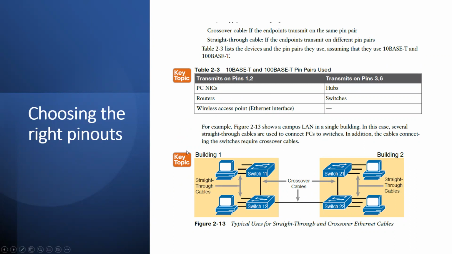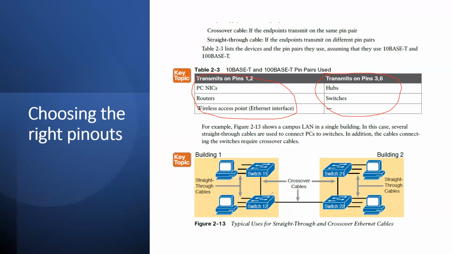Okay. And so with those cables, they have to plug into an RJ45 port, right? And so based on if we're using Ethernet or fast Ethernet, this table 2-3 goes over who transmits on pins 1 and 2 and who transmits on pins 3 and 6. So if we look at this, we'll see 1 and 2 are PCs, routers, or the APs that we install. But who transmits on 3 and 6? Switches. Hubs, but hubs aren't typically used, but again, they transmit on 3 and 6, okay?